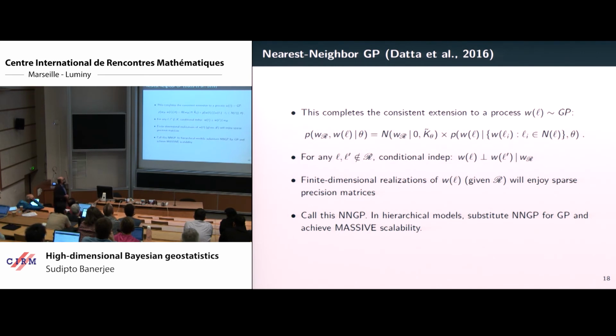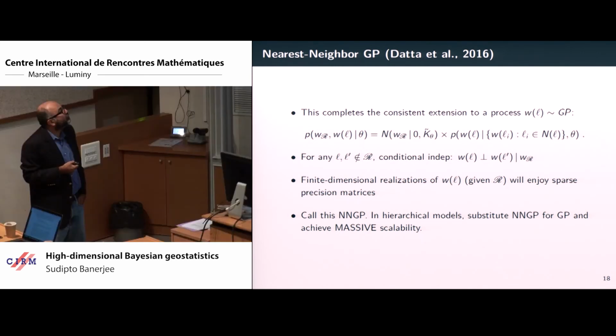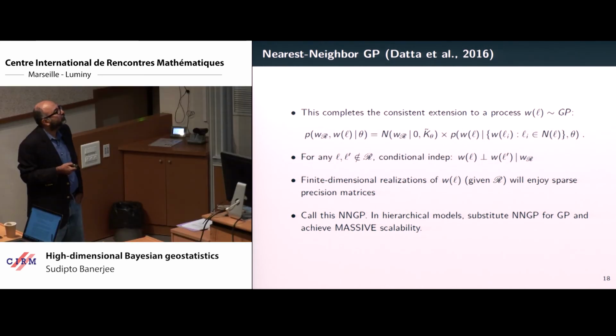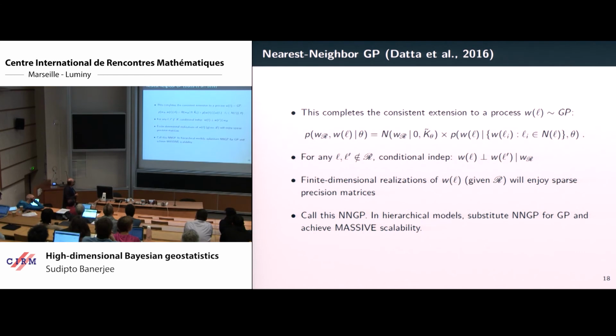And this completes the consistent extension to a process, because all I'm going to now do is use the Vecchia approximation for the realization of the process over the reference set, and then keep multiplying with these conditional densities. And this extends to a process. Probability of WL, L is arbitrary, given this realization over its neighbors, once it's well defined, all right? So basically, conditional on R, this reference or on this realization, I do have conditional independence.